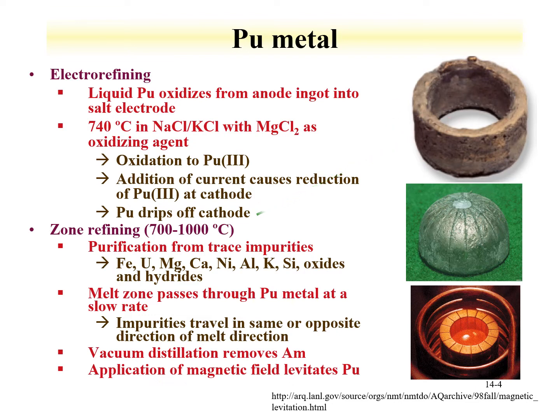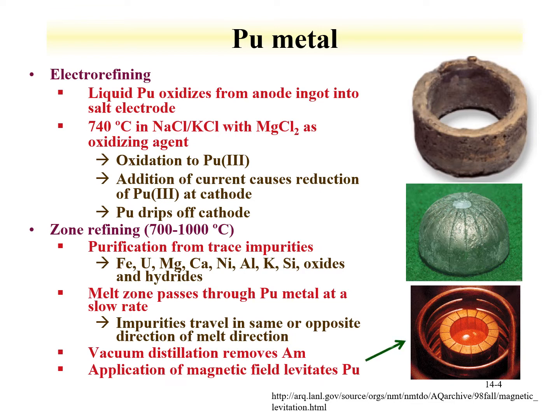Plutonium metal can also be purified through zone refining. In this case, plutonium metal can melt. Some of the impurities will not melt, such as oxides. They'll form a slag. So you take plutonium metal, you have a melt zone through which the plutonium metal can pass at a slow rate. The impurities travel in a direction either the same or opposite of the melt, but you wind up having a section of the metal that has a relatively pure plutonium phase and a phase that contains the impurities.